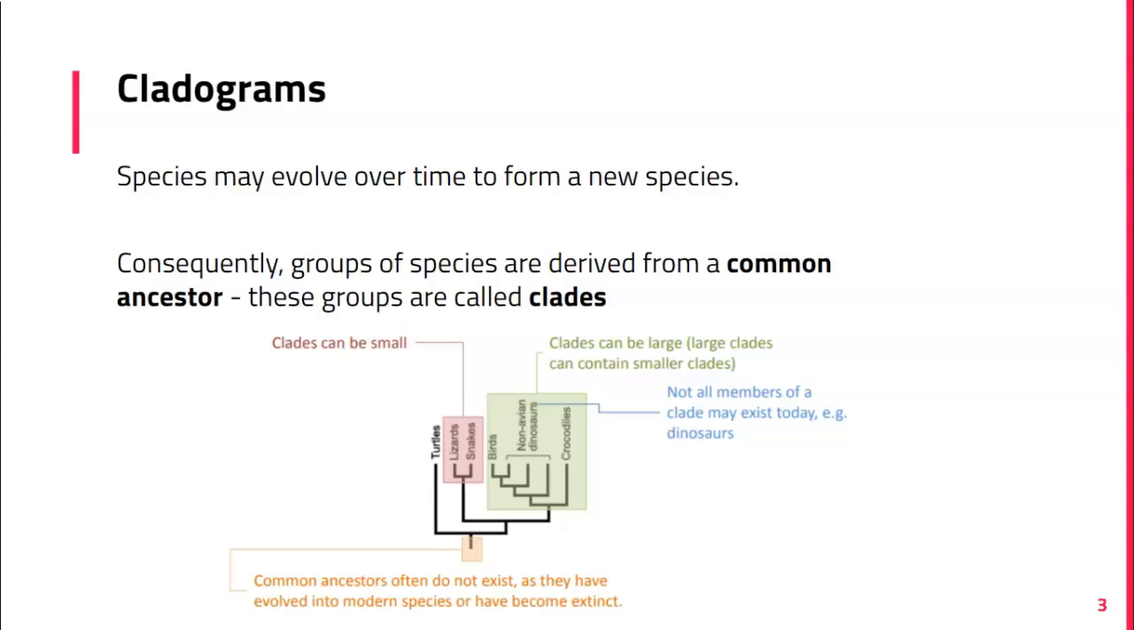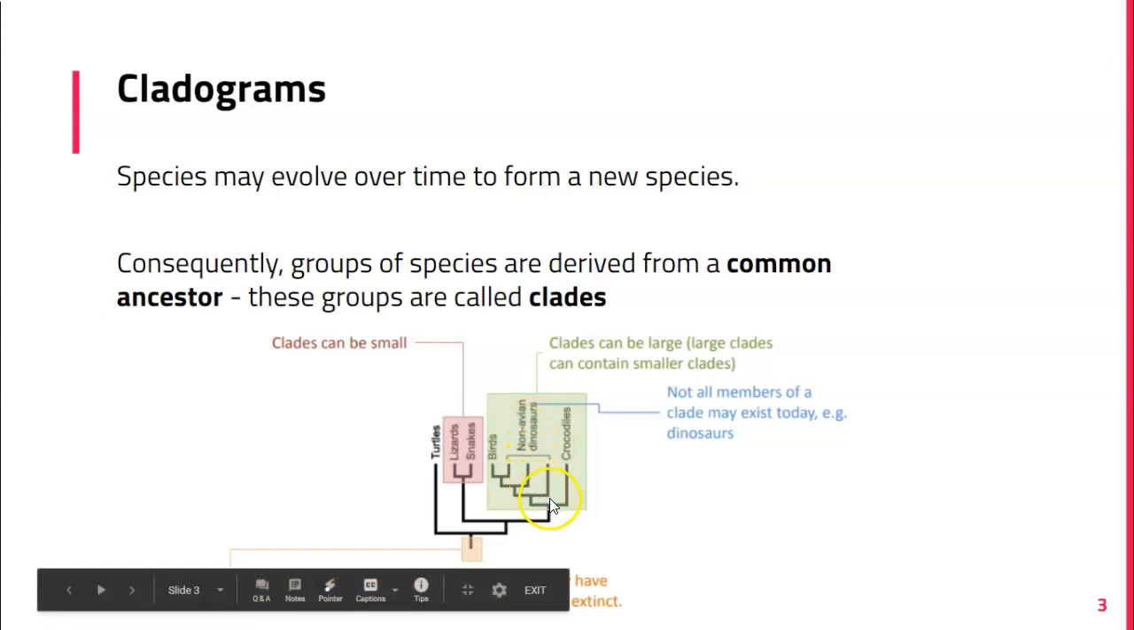Interesting. So, some more vocab. Cladograms show how species evolve over time to form new species. There are always going to be groups of species derived from a common ancestor on a cladogram, and the groups that are derived from a common ancestor is called a clade. So you can have a small clade, right? Like lizards and snakes, just these two. Or you can have a large clade, which then has other pieces, like other nodes, other breaking points within that.